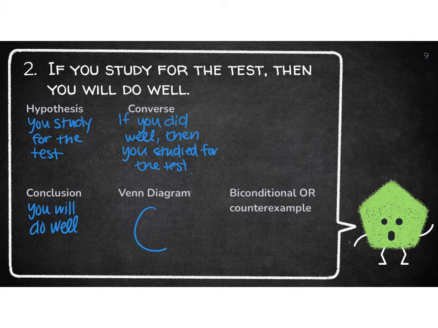Got my circle of all the tests I've ever taken that I've studied for. And then I've got all the times that I did well. Notice that there's a little piece here that represents the times that I did well, but maybe didn't study and got lucky. So in this case, we don't have a biconditional, and we're going to have a counterexample. Maybe the test was really easy. You didn't study and you did really well, and the test was super easy. That could be a counterexample.